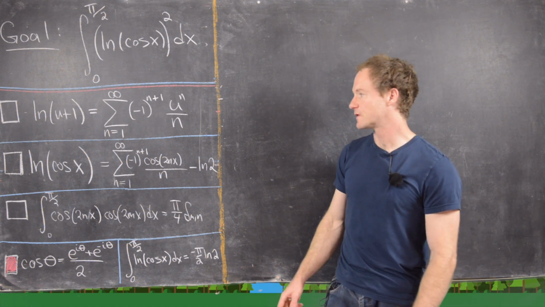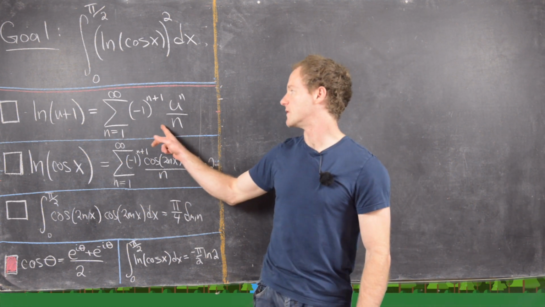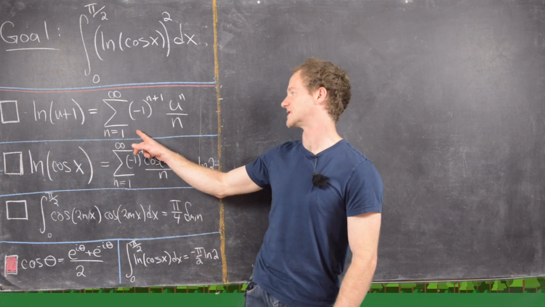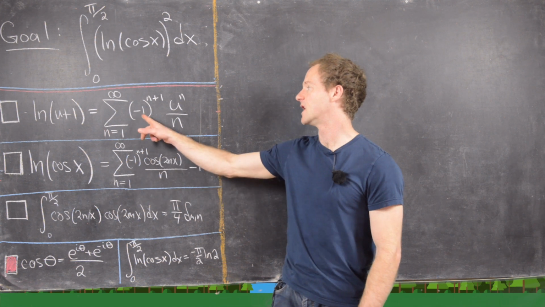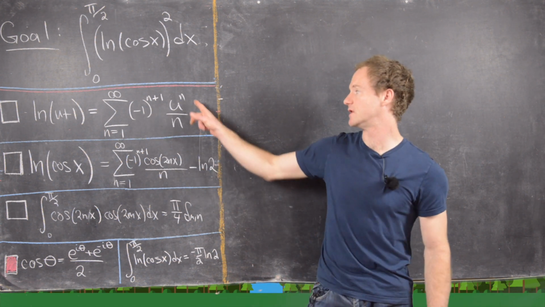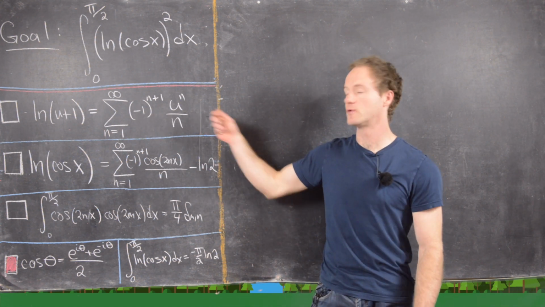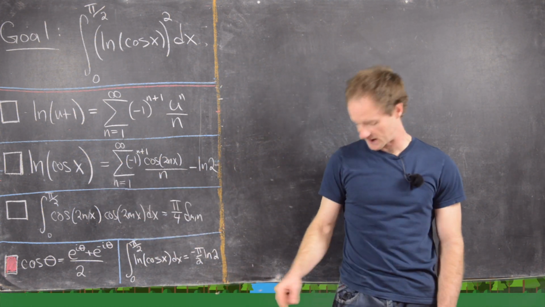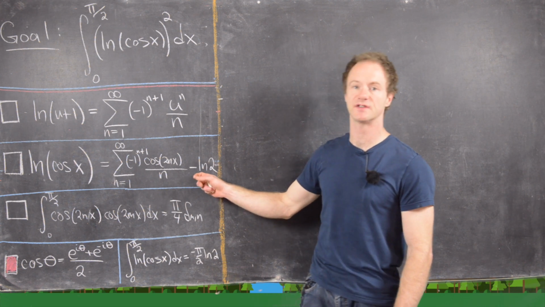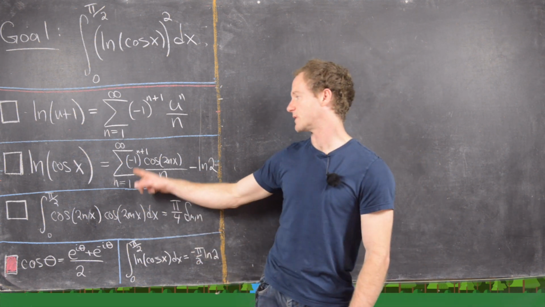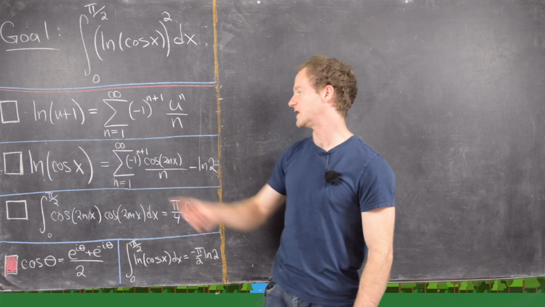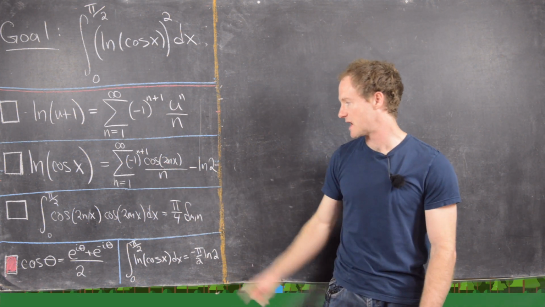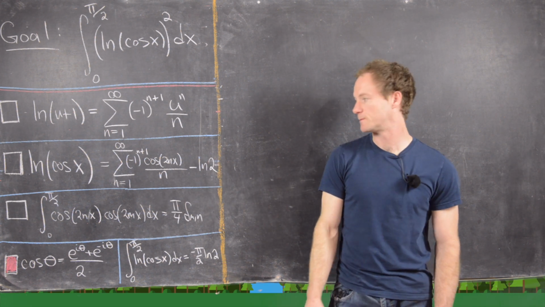And so some of those tools are as follows. So this series expansion of the natural log of u plus 1, so this is the sum n equals 0 to infinity of minus 1 to the n plus 1 u to the n over n. So we'll prove that. Another thing that we'll do is show that the natural log of cosine of x has the following expansion. So this is as a Fourier series. So we have the sum n equals 1 to infinity minus 1 to the n plus 1 cosine of 2nx over n minus the natural log of 2.